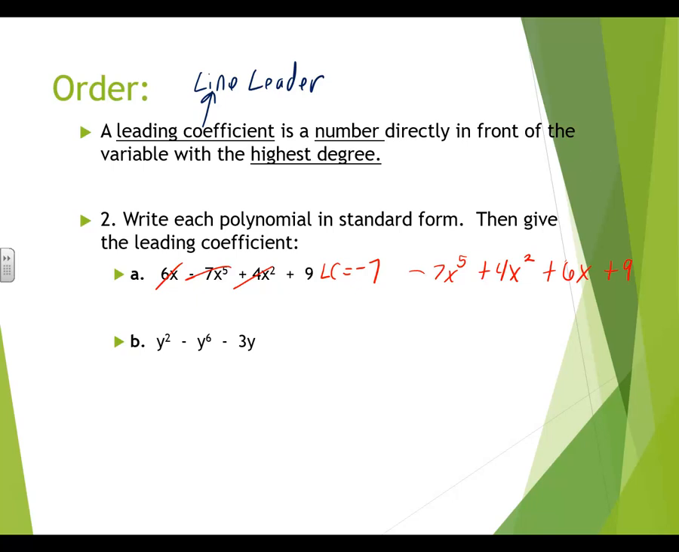All right, next one. Let's put it in order. So what's the order on this one? Negative y to the 6th power. What's next? Negative y to the 2nd power. Positive y to the 2nd power. And then negative 3y. What's the leading coefficient on this one? Negative what? Y? No, just the number. Negative 6? Wait. 1. Negative 1. Guys, what's sitting right here? A 1. Negative 1.